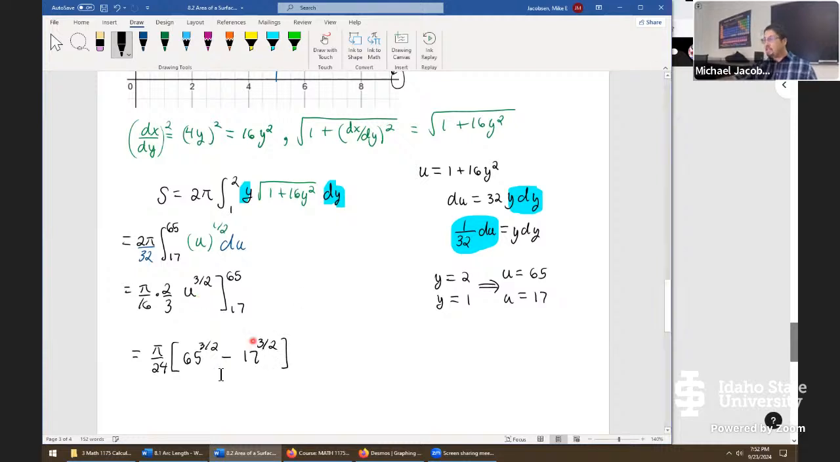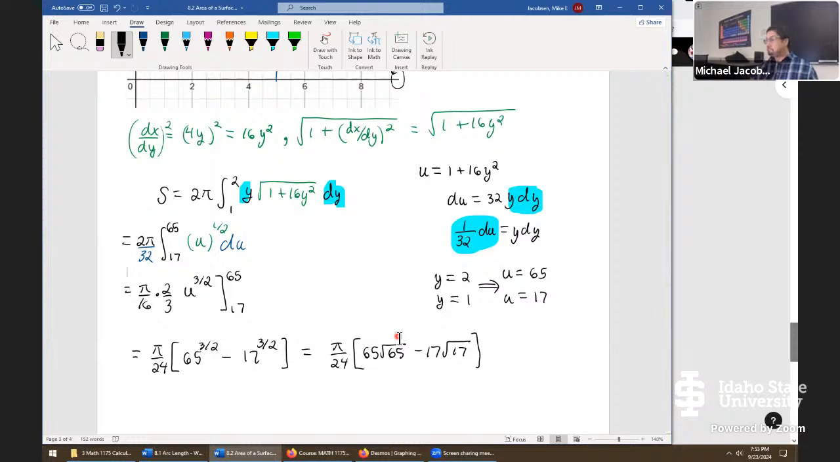You're totally fine to stop right here, but if you like to match up the back of the book answers, it ought to be written this way. Pi 24ths multiplying 65 root 65 minus 17 root 17. Honestly, I hate it. I think this is a little bit more simplified to visualize, but if you're trying to take out the fractional exponent here and put in a radical sign, those are the steps you would take. Well, any questions at all, folks?